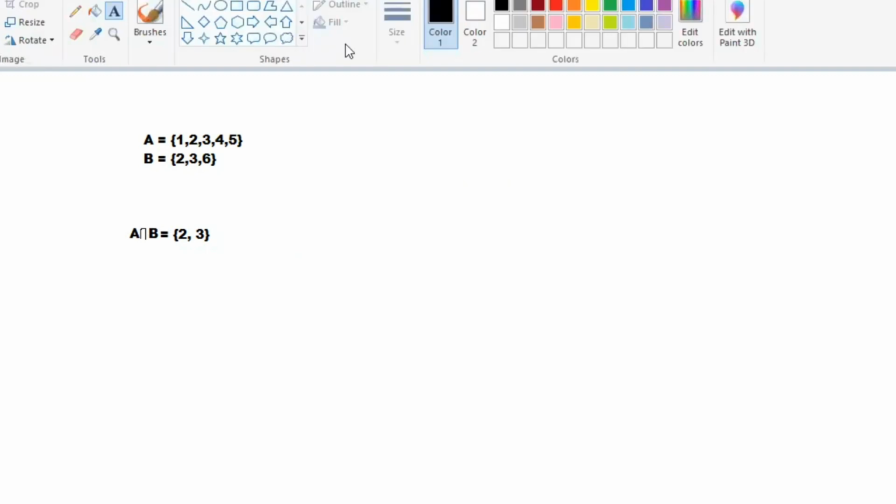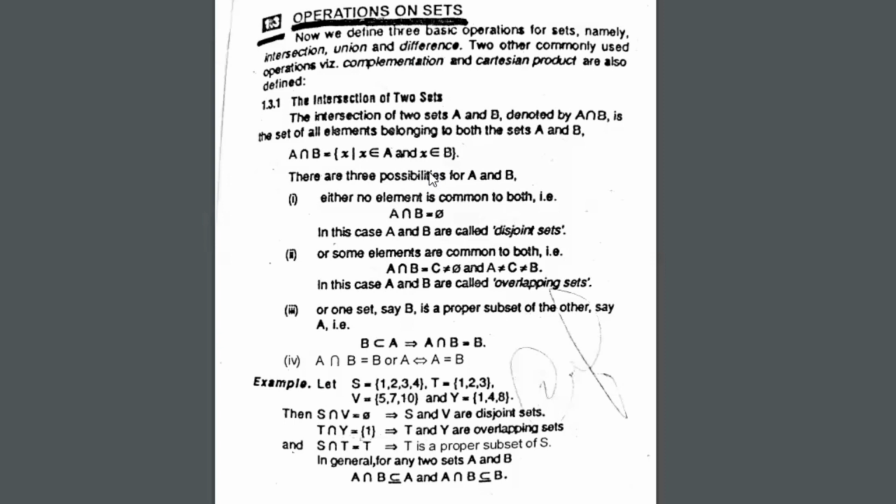Now let's see the properties of intersection. There are 3 properties, and we represent the intersection set by {x such that x belongs to A and x belongs to B}. The final set should belong to A and also belong to B. And there are 3 possibilities for A and B. The first one is that no element is common to both.